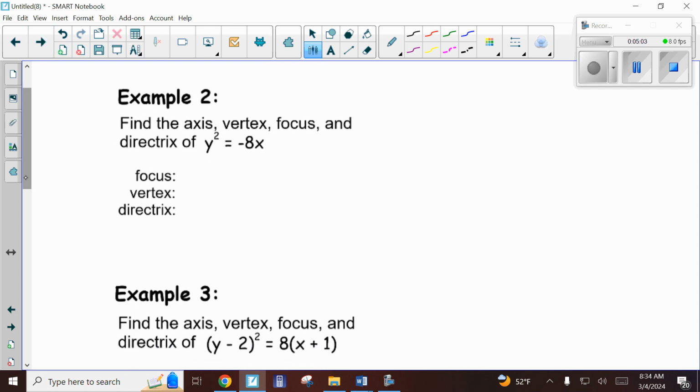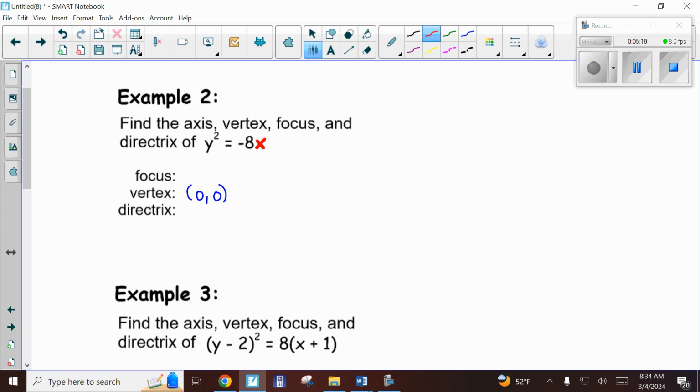So I'm going to show you that pattern again because we're just going to redo this pattern over and over. So the vertex is going to be at 0, 0, because this doesn't have any parentheses. We're going to look at the letter on the right because that's going to narrow it down. Because remember, we have 4 choices. It's either up and down or left and right.